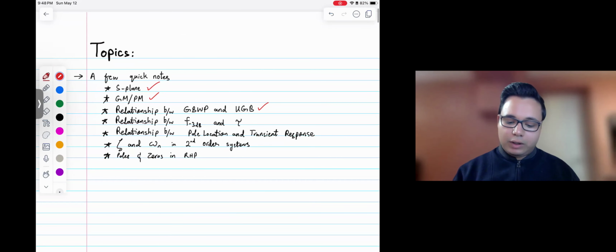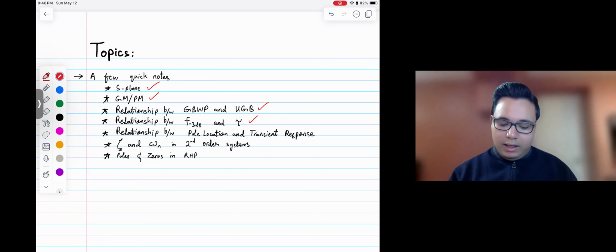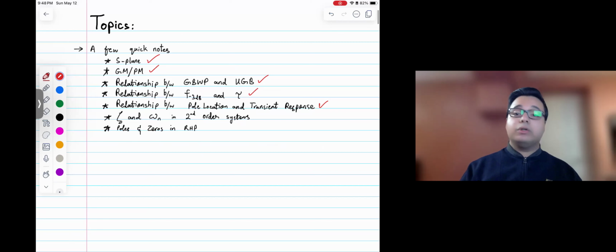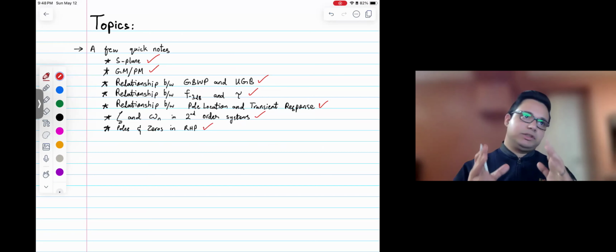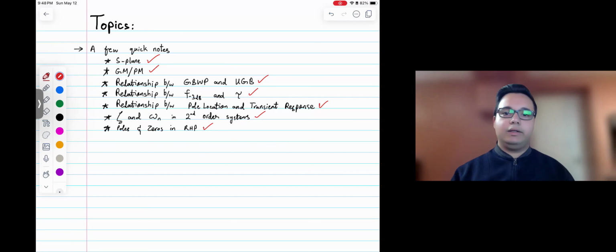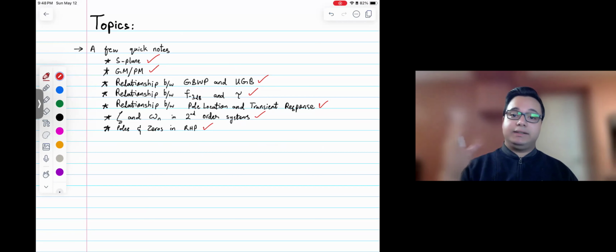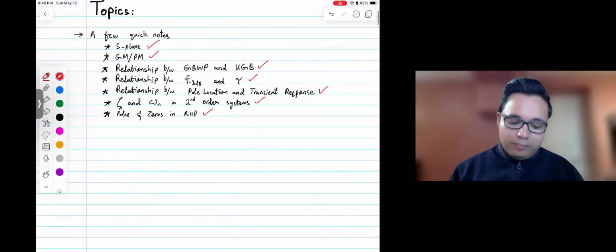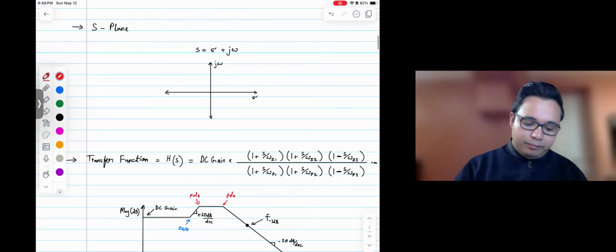We're also going to talk about the relationship between 3 dB bandwidth and the time constant, and similarly for pole location and transient response. And then we're going to look at the damping factor and natural frequency in a second order system. And then we're going to look at poles and zeros in the right-hand plane. So usually we have poles and zeros in the left-hand plane, but we're going to look at the phase and gain of poles and zeros that exist in the right-hand plane. Okay, so let's get started.